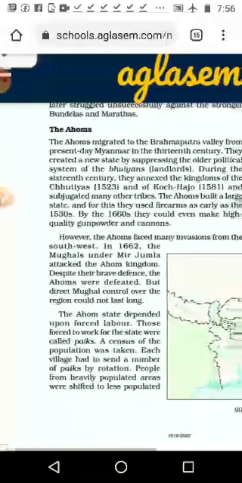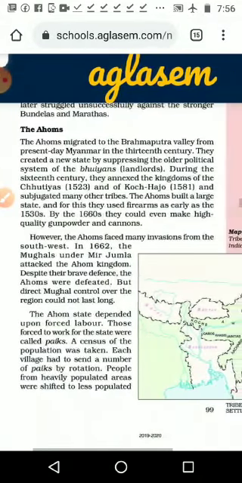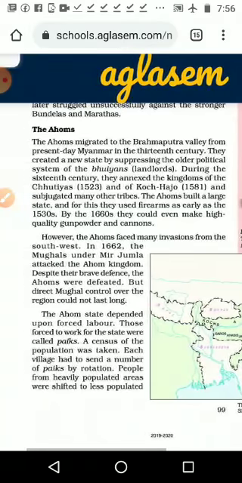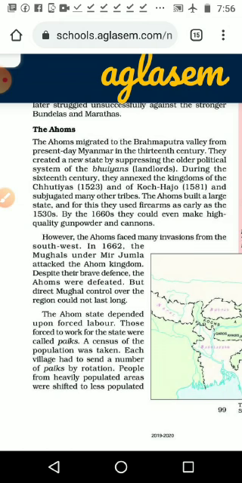Okay. Ahams. The Ahams migrated to Brahmaputra Valley from present day Myanmar in the 13th century. Please underline Ahams, from where they came. They came from Myanmar to Brahmaputra Valley. In which century? 13th century. They created a new state by suppressing the older political system of the Bhuyans or the landlords.